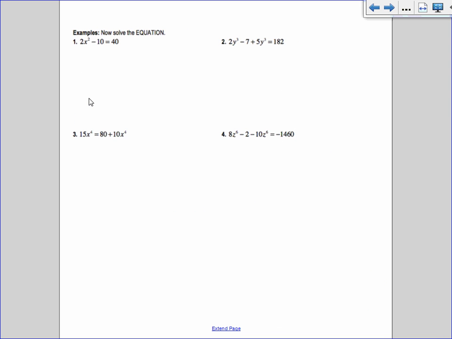Eventually. Okay, equation. Solve the equation. So I'm going to add 10 to both sides. So I'm going to have 2x squared equals 50. I'm going to divide by 2, so I get x squared equals 25. And then I told you that whenever you take a square root, so any kind of even root, you always have to write a plus or minus. So you end up getting x equals plus or minus 5. That's your answer.